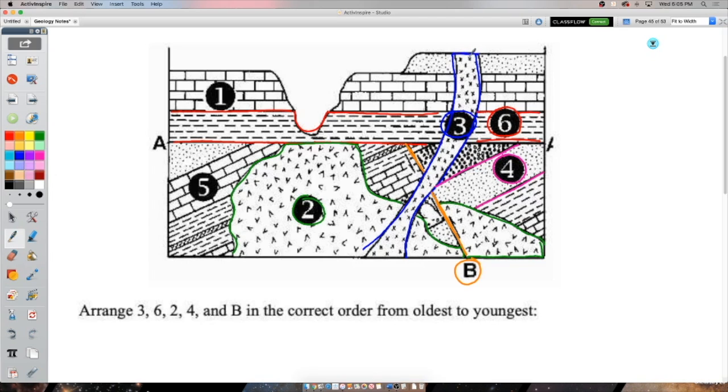And so think about this layer here. This would be the youngest layer. Okay, this is kind of like the youngest layer, but what is the word for 3 again? What type of geological feature is 3?